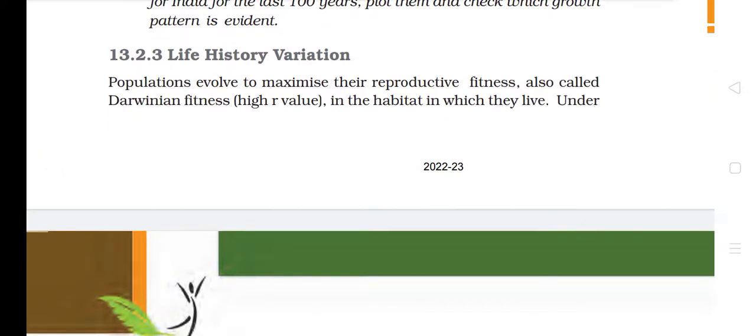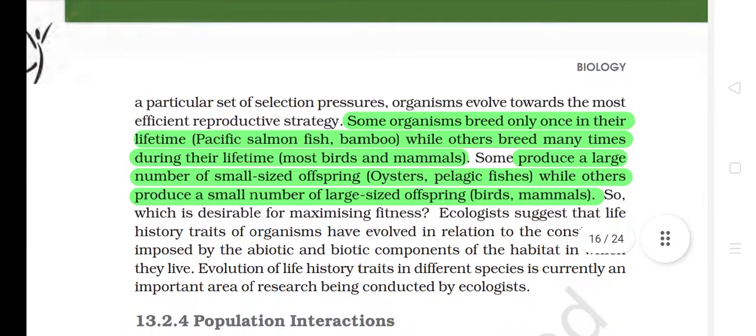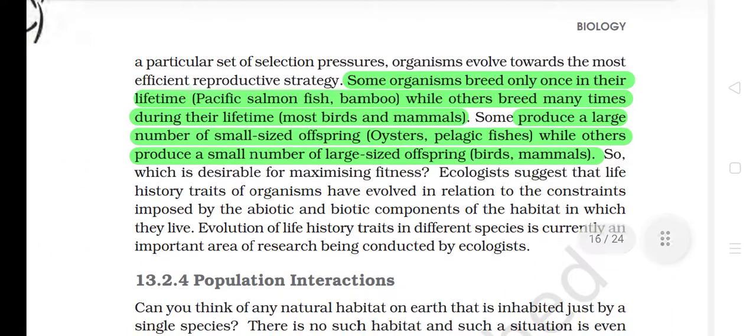13.2.3 Life history variation. Populations evolve to maximize their reproductive fitness, also called Darwinian fitness, high r value, in the habitat in which they live. Under a particular set of selection pressures, organisms evolve towards the most efficient reproductive strategy.